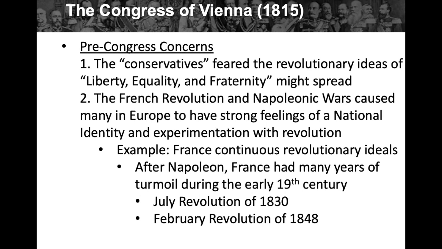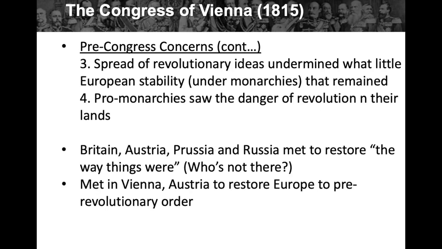So here's an example. France's continuous revolutionary ideals. After Napoleon, France had many years of turmoil during the early 19th century. So even though Napoleon is out of the picture, don't think France is back to just living a peaceful, happy life. There were still times of turmoil. There was a July Revolution of 1830 and then a February Revolution of 1848. So they don't have a real peaceful life. But throughout Europe, there's this feeling of a national identity, and who are we? What are we going to stand for? And there's this experimentation with revolution. So these are concerns before the Congress of Vienna.